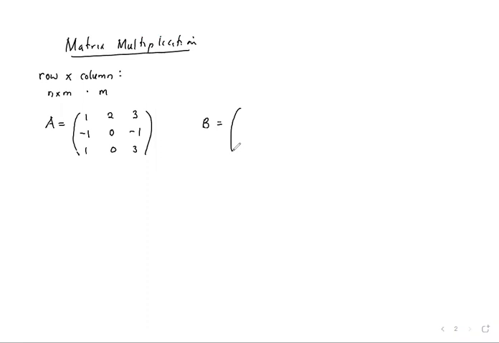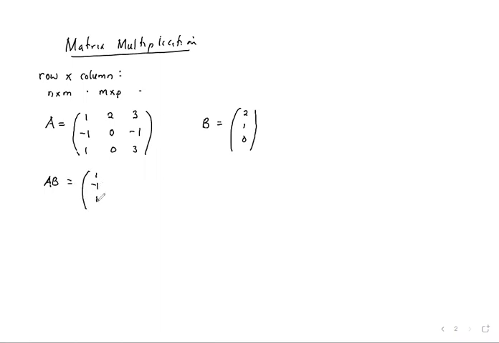So I'll demonstrate so that you can put the formula here. What is important is the number of columns in the first matrix should be equal to the number of rows in the second matrix. So the number of columns in matrix A should be equal to the number of rows in matrix B for us to be able to multiply, like this one.